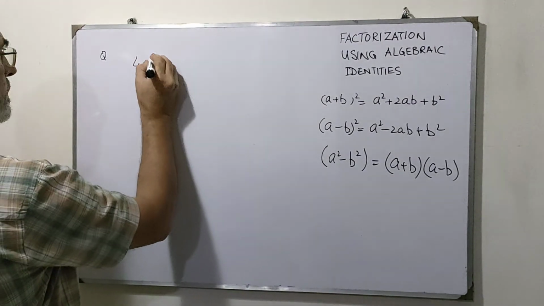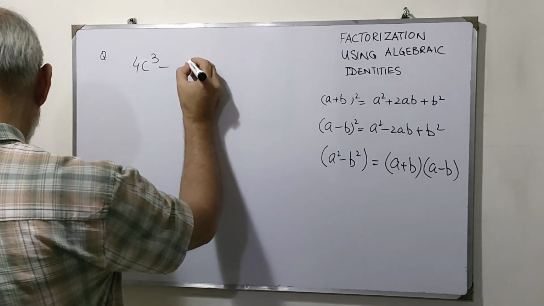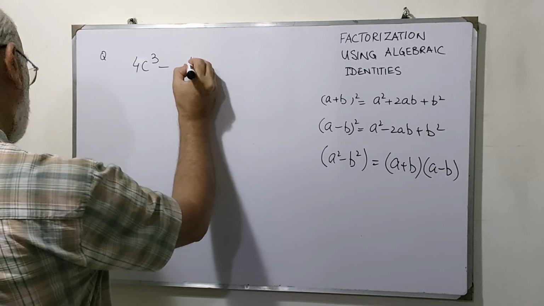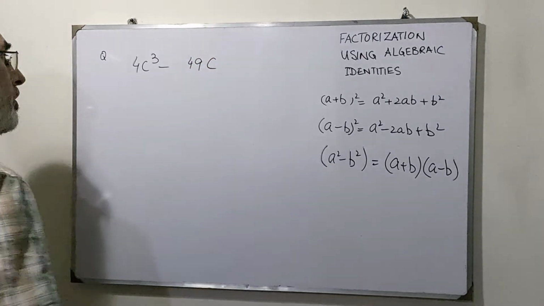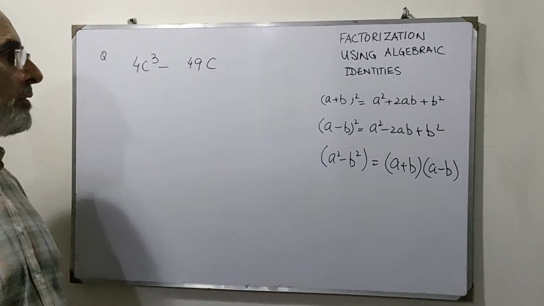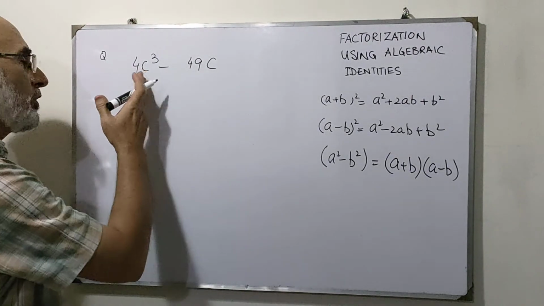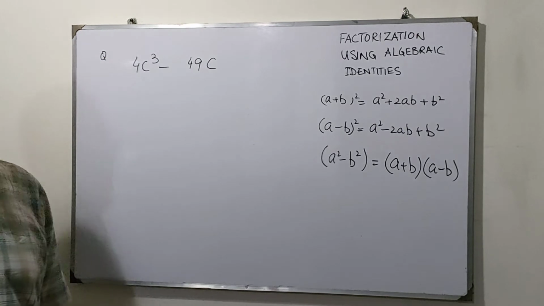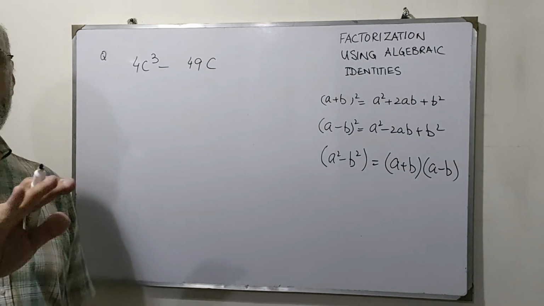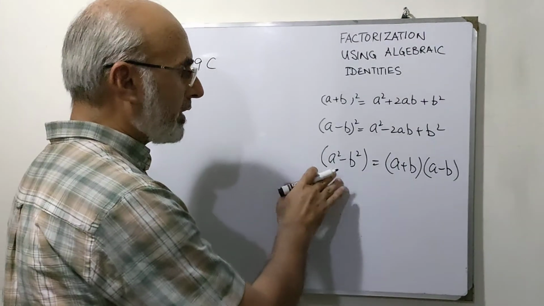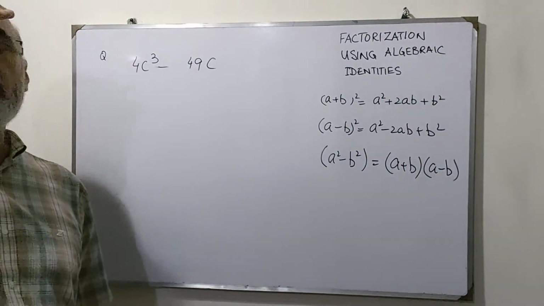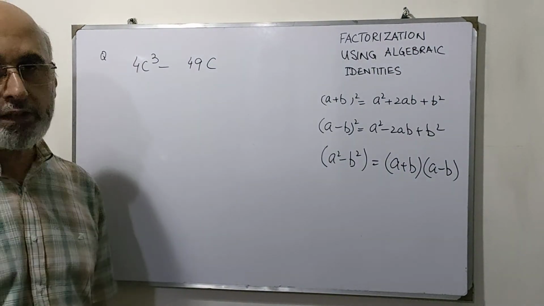4c cube minus 49c. Okay, if we look at this expression, the first thing is we have a cube over here, right? So we cannot apply a square. So before we go for any identity, let's have some square variables.